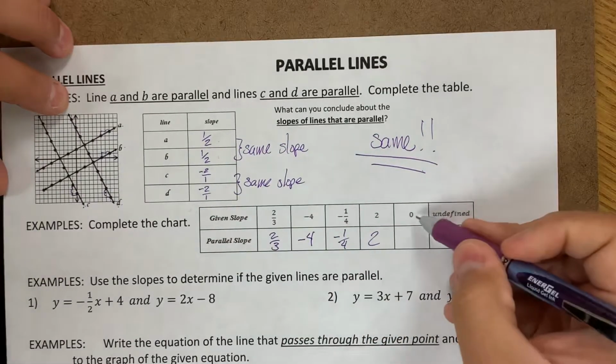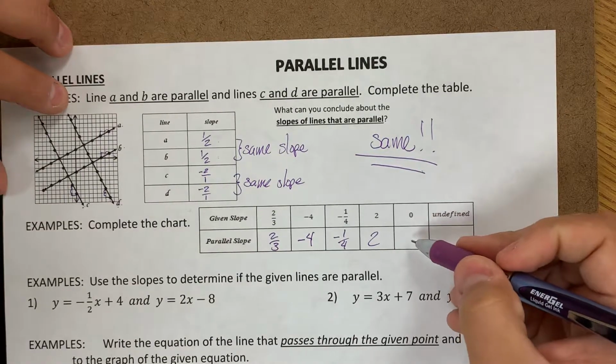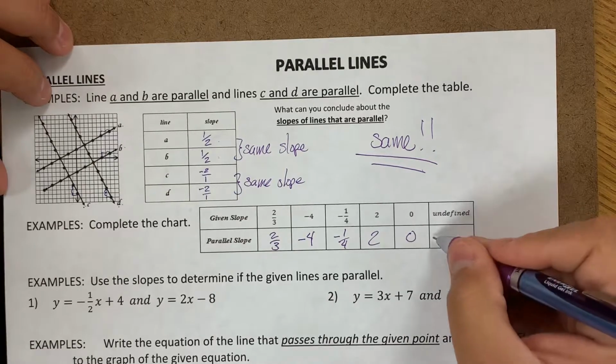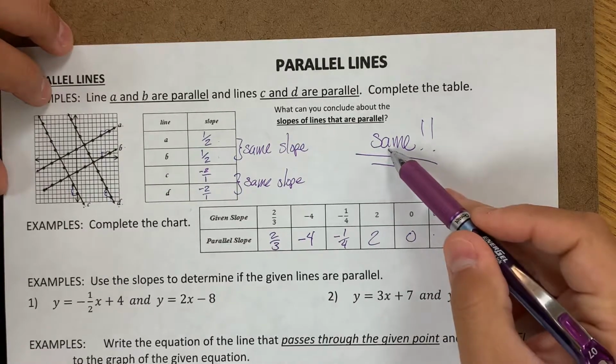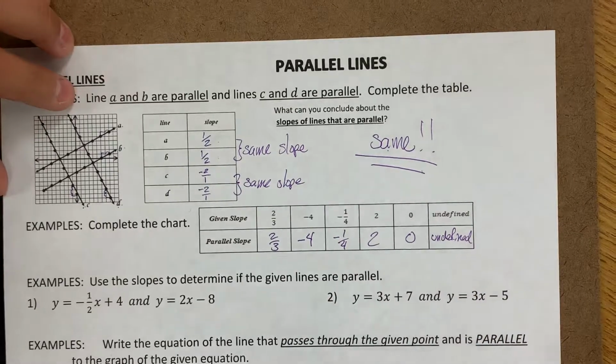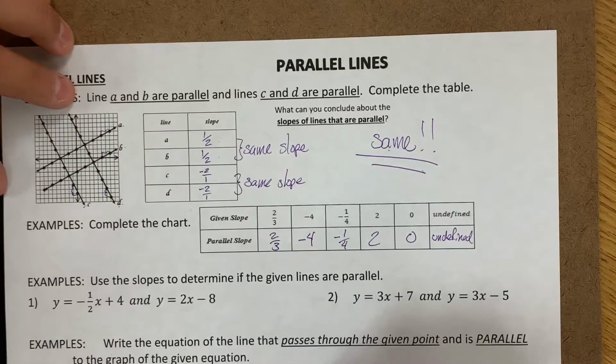All right, now over here for 0, it might be different, but it's not. It's still the same. Undefined. Well, what does it say right here? It says same, so undefined. This should be like the easiest thing.